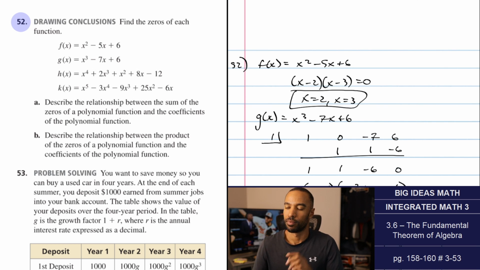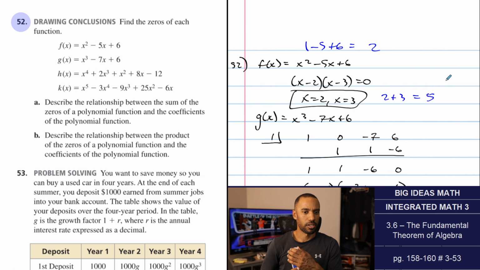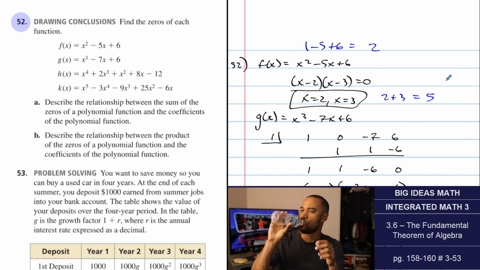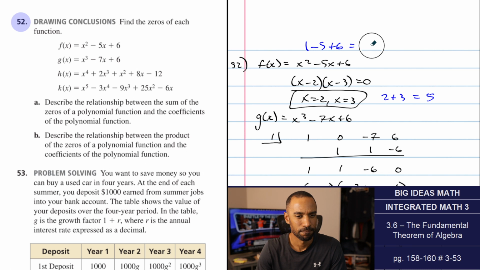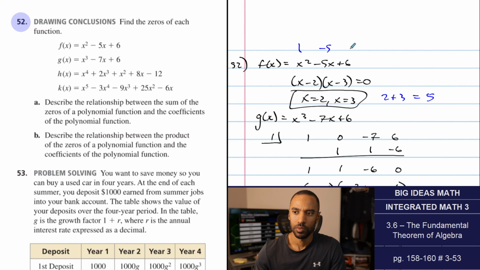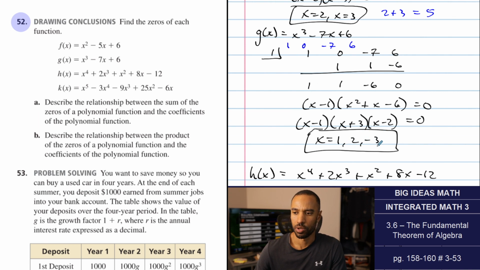All right, let's see. The coefficients here are 1 minus 5 plus 6 equals 2. And here 2 plus 3 equals 5. Is that what they said? The sum of the zeros of a polynomial function and the coefficients. Oh. And the coefficients. They didn't say the sum of the coefficients. 2 plus 3 is 5. 1, negative 5, and 6. 1, 0, negative 7, and 6. 1 plus 2 is 3 minus 3 is 0.